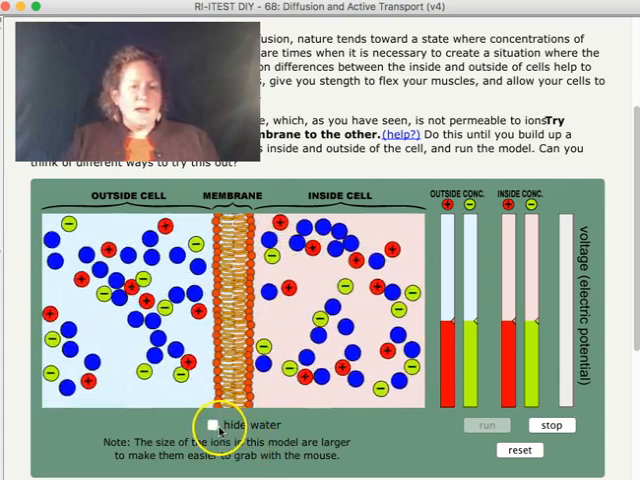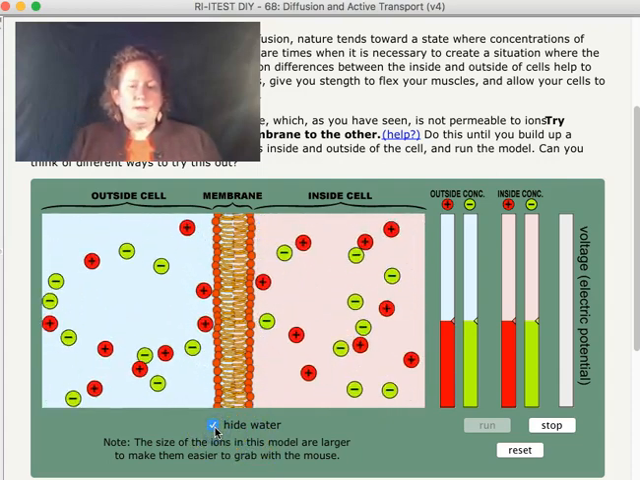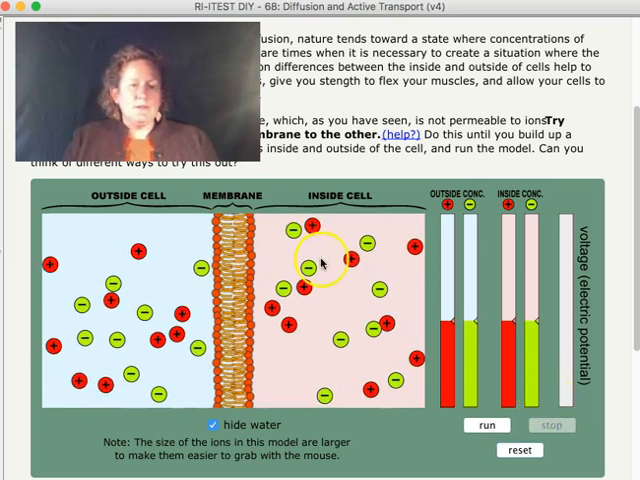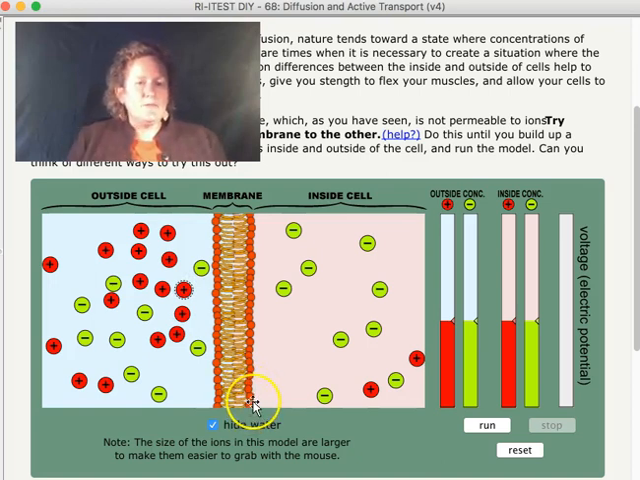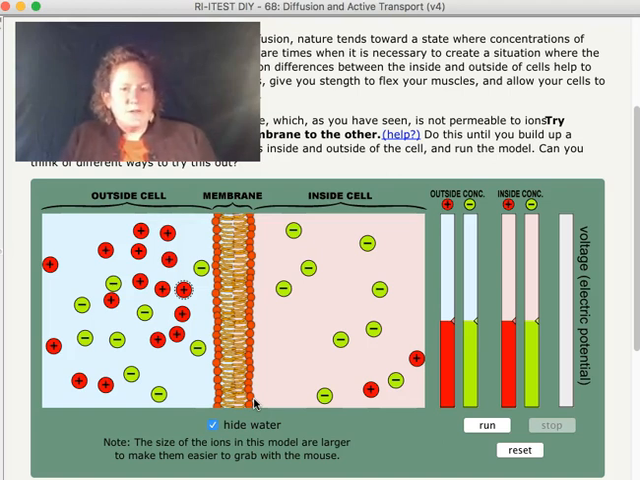Well, first of all, I'm going to hide the water molecules. I'll put them back later. I'm going to stop the model because it's easier to grab, and I'm going to build up a high concentration outside here. We know that the membrane is not generally permeable to ions, so we're pretending there's a pore in here, and we're using energy to move. I'm using my energy to move my mouse to move these ions physically across the membrane, just as an ion pump would. An ion pump uses energy as well.